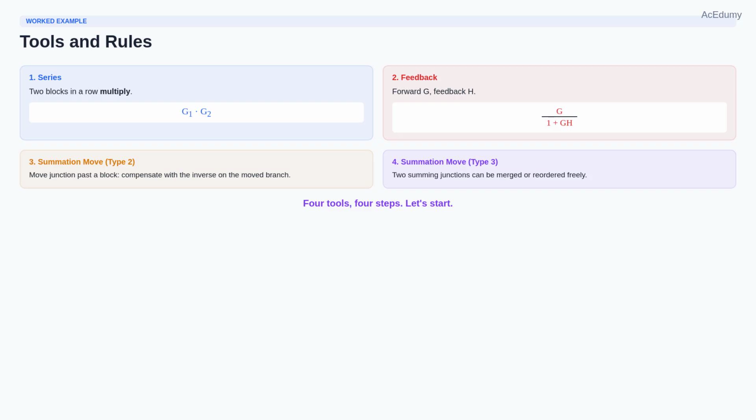Before we start, let us recall the 4 block diagram tools we will use. Rule 1. Series connection. 2 blocks in a row multiply. Rule 2. Feedback. Forward G with feedback H gives G over 1 plus GH. Rule 3. Called Summation Move Type 2. When we move a summing junction past a block, we must compensate by adding the inverse of that block on the moved branch. Rule 4. Summation Move Type 3. 2 summing junctions can be merged or reordered without changing the result. 4 tools, 4 steps. Let us start.